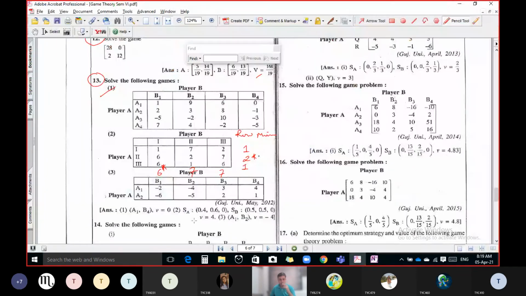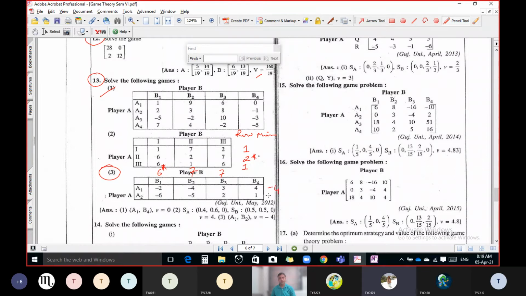So see the answer. For player A, 0.4, 0.6, 0. For player B, 0.5, 0.5, 0. And value of game is 2. Sorry, 4. Over. Now let us do this question number 3. Question number 3 of 13. First step, row minima. Which one is minimum value? Tell me. Be fast.